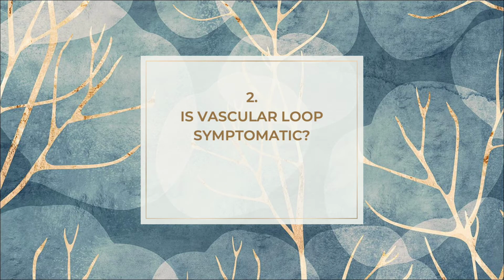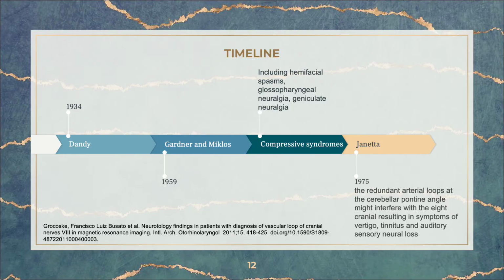Is vascular loop symptomatic? Vascular loop causing compression of the 5th cranial nerve, resulting in trigeminal neuralgia, was firstly suggested by Dandy in 1934 and later by Gardner and Miklos in 1959. This concept was then extensively expanded to try to explain disorders of various cranial nerves. More presentations, known as compressive syndromes, which include hemifacial spasms, glossopharyngeal neuralgia, and geniculate neuralgia.